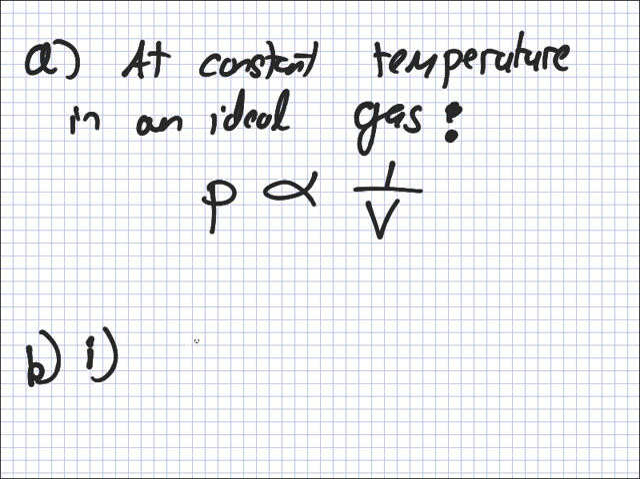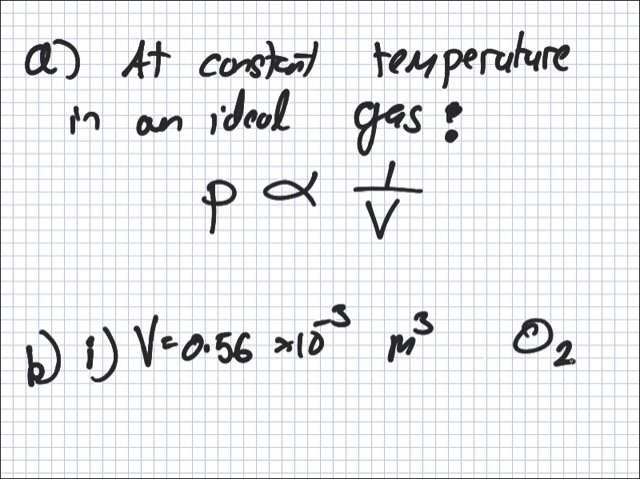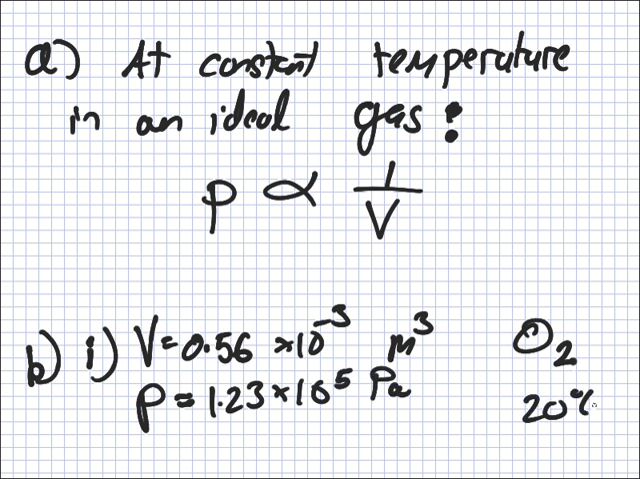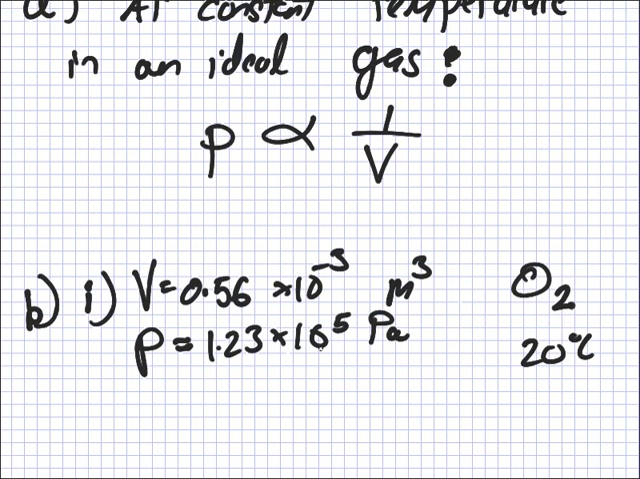A flask contains a volume of 0.56 times 10 to the minus 3 meters cubed of oxygen at a pressure of 1.23 times 10 to the 5 pascals, and the temperature is 20 Celsius. What will be the pressure? No, what will be the volume if the pressure increases to 1.81 times 10 to the 5 pascals?